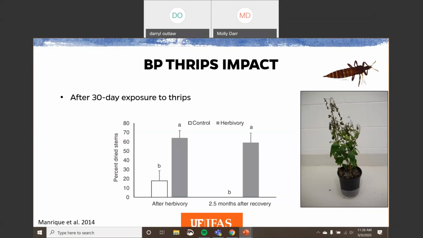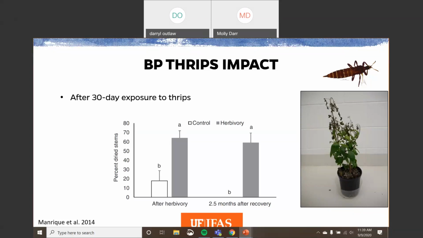The white bars are controls, so these don't have any insects, and the gray bars do have insects. So this is after 30 days exposure to the thrips. Thrips were placed on these plants and left on the plants for 30 days and then removed. So the set of bars on the left is directly after they're removed. You see a much higher percentage of dried stems on the plants that have the insects.